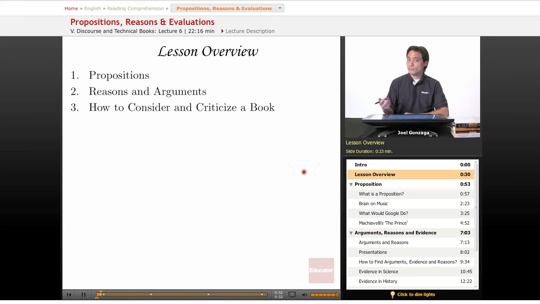So, the overview is going to go like this. We have to know what a proposition is, and we have to learn how to find a proposition. And then we're going to figure out what the reasons and the arguments are. Then finally, I'm going to give you a little bit of hints on how to consider and how to criticize a book.